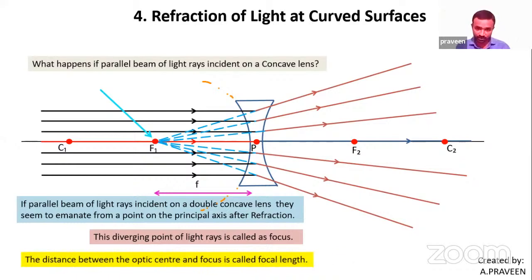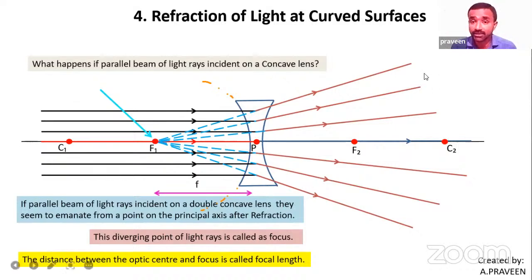The distance between the center and the focus is given as the focal length of the concave lens. So here we learned both the distance and the focal point. Sir, do we have any symbol for this?